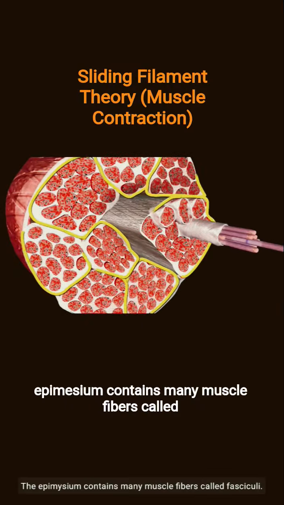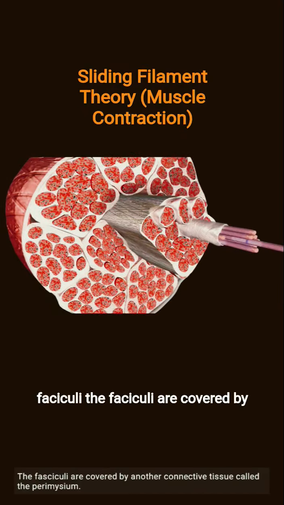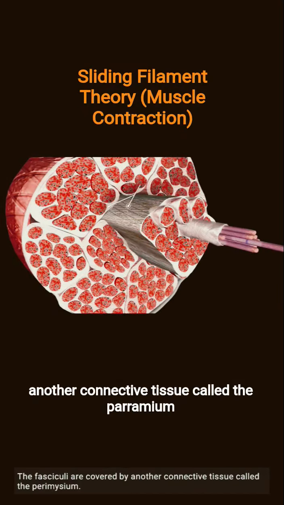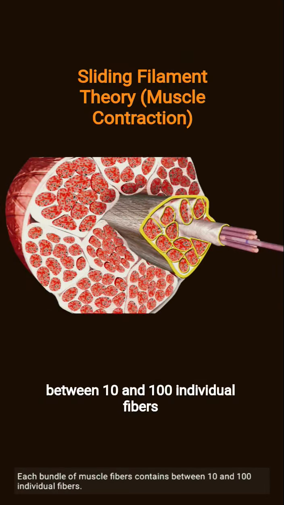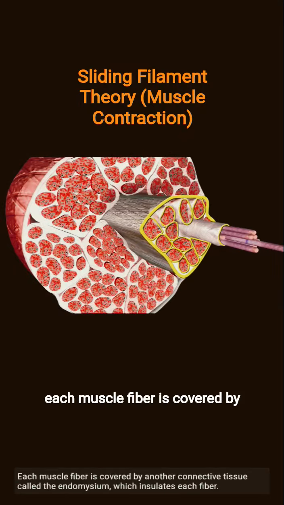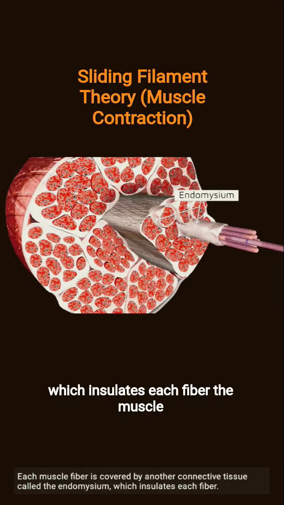The epimysium contains many muscle fibers called fasciculi. The fasciculi are covered by another connective tissue called the perimysium. Each bundle of muscle fibers contains between 10 and 100 individual fibers. Each muscle fiber is covered by another connective tissue called the endomysium, which insulates each fiber.